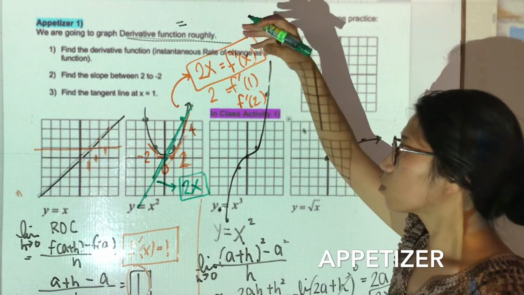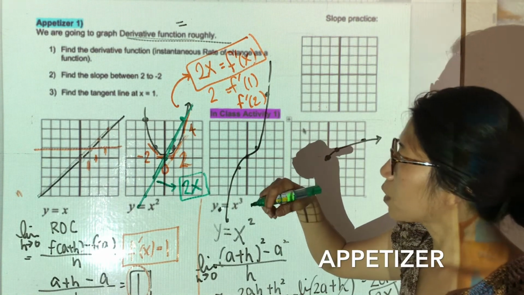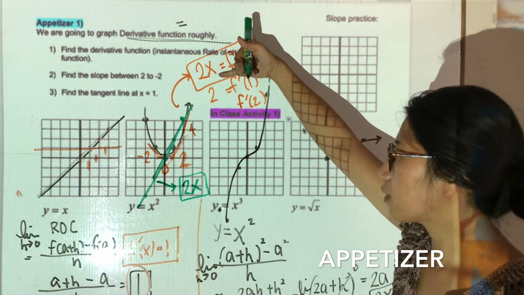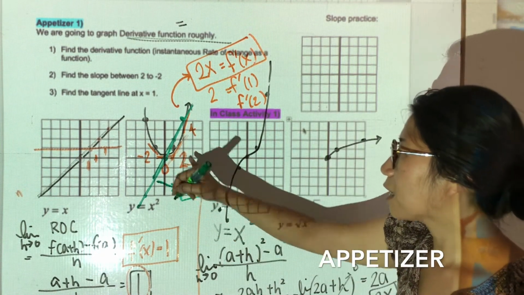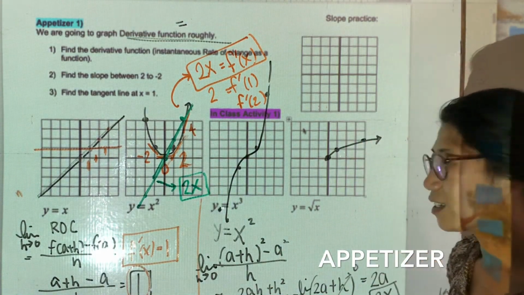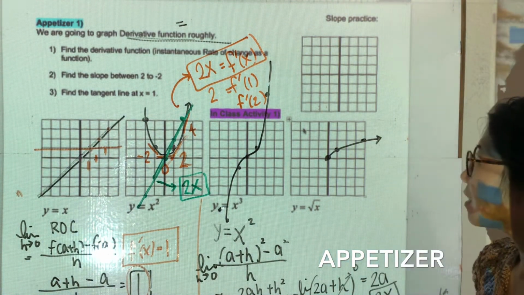So once you find the instantaneous rate of change, which is the derivative, after you find the derivative, now you can find the slope by plugging in, and that will tell me each of the values. Isn't it cool? Okay, I hope that you understand this part.